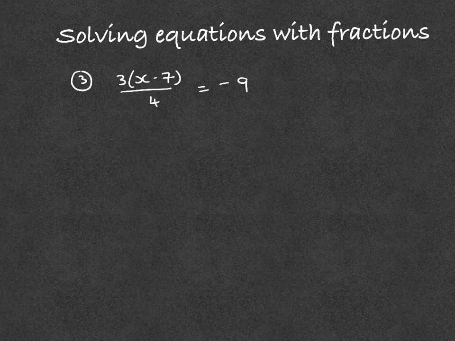If we have a question like this, 3 times (x minus 7) over 4 is equal to minus 9. So you've got a choice. I'm going to do this question in two different ways. The one way is where you get the denominators the same, and the other one is we just get rid of those nasty fractions.